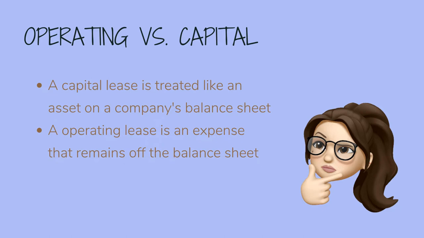A capital lease, or a finance lease, is treated like an asset on a company's balance sheet, while an operating lease is an expense that remains off the balance sheet. Think of a capital lease as more like owning a piece of property, and think of an operating lease as more like renting a piece of property.